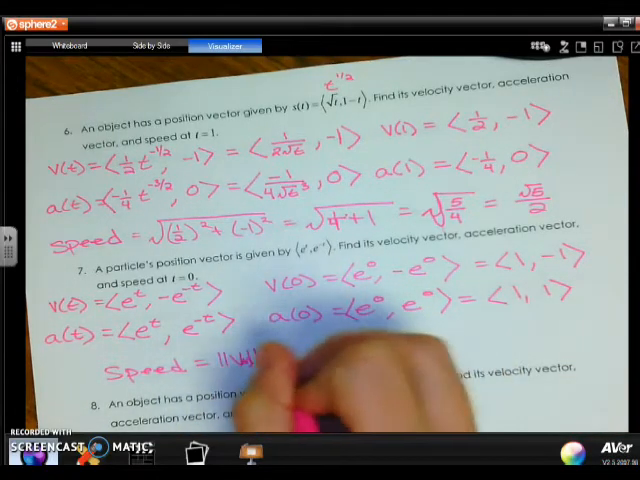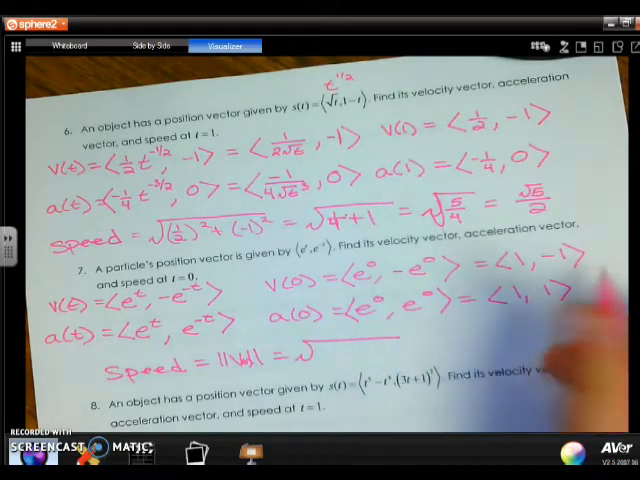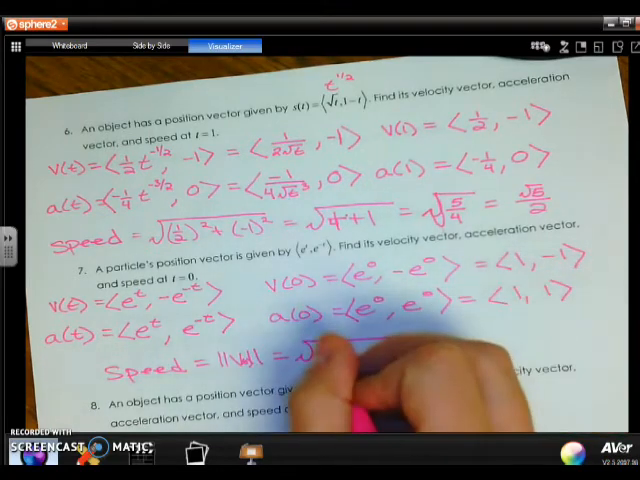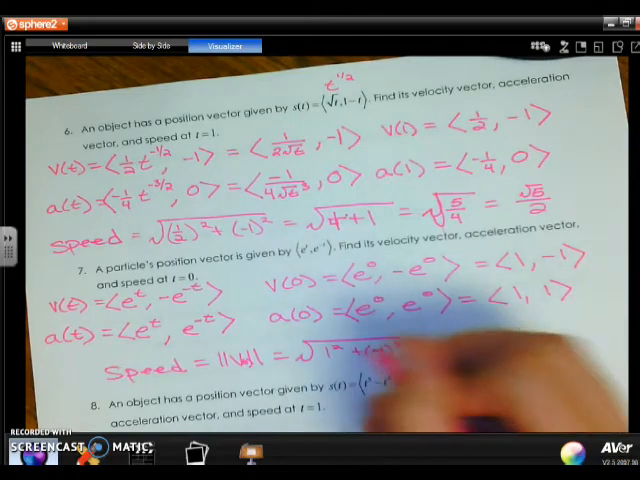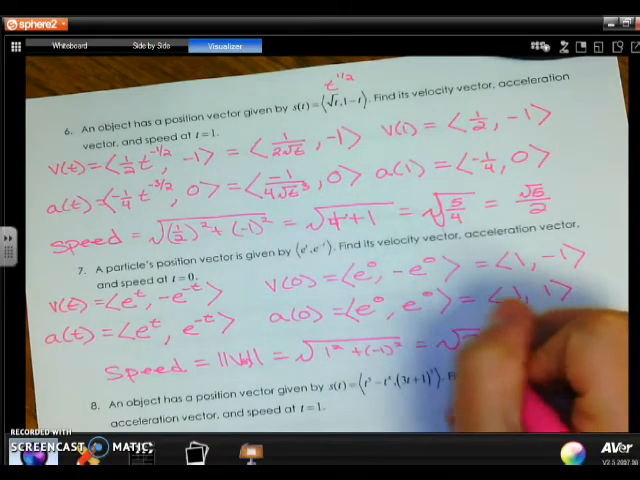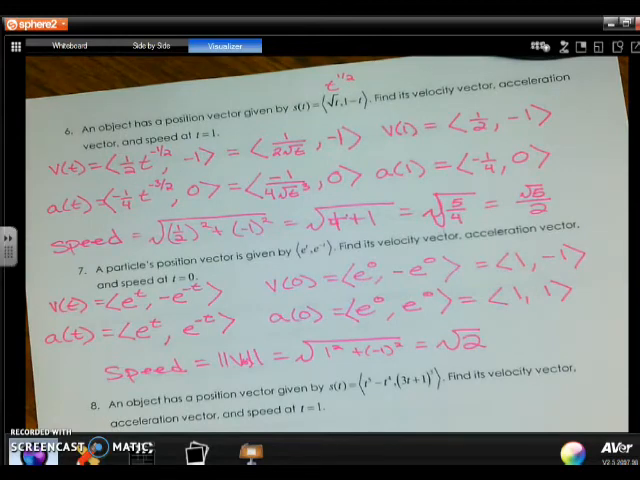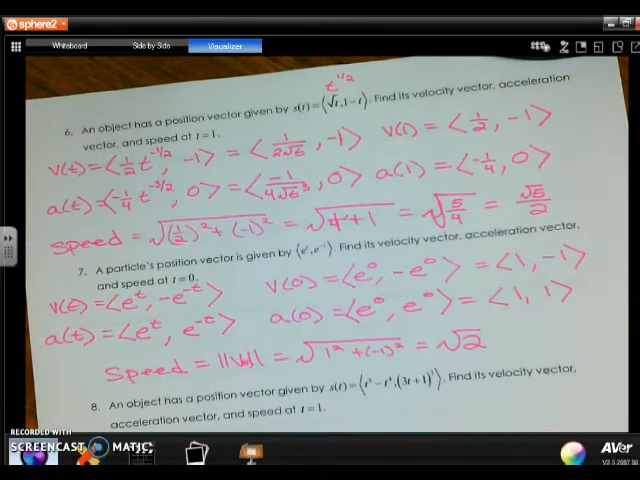At 0, that's the square root of the sum of the squares. So you take the velocity, 1 squared plus negative 1 squared, doesn't matter, right? 1 and 1. So you get square root of 2. And we've got that for number 7.